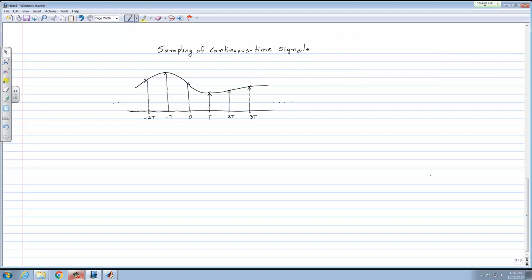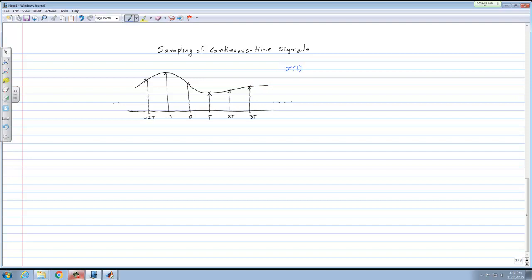Okay, so here's the setup. We have a continuous time signal x of t. But what we get to observe is only samples of x of t taken every capital T seconds apart.